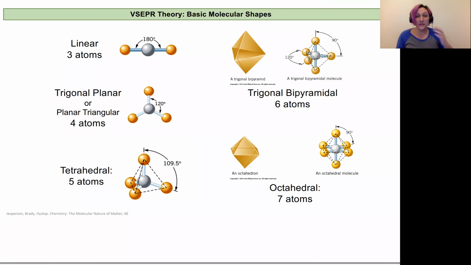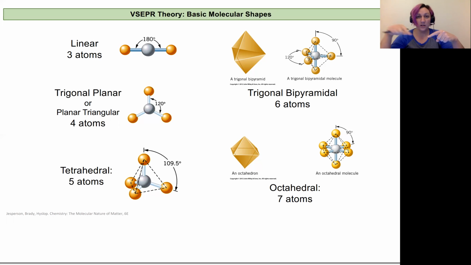So using VSEPR theory, we can predict the basic molecular shapes that exist. These geometry names and bond angles I'm going to talk about are all around a central atom. We'll first start by looking at super simple molecules with only one central atom. But most of chemistry isn't that simple. And so when we describe geometries, it's always in reference to the central atom.